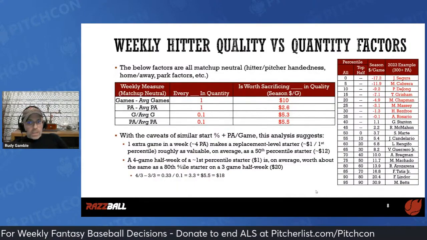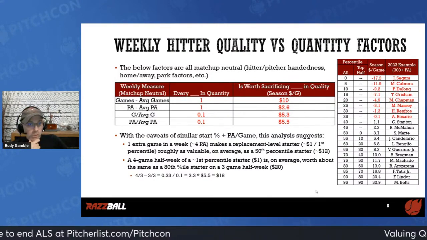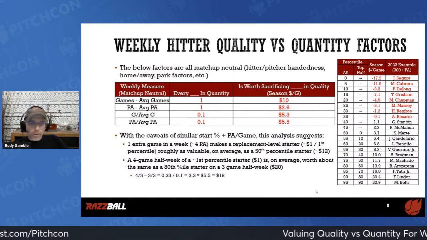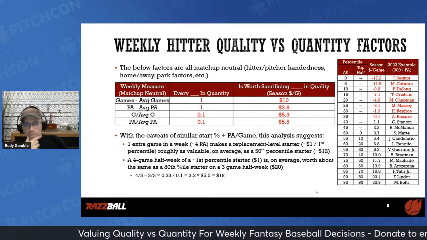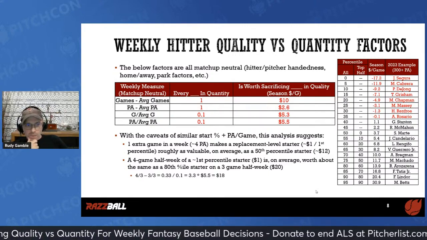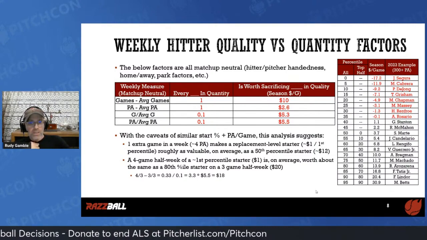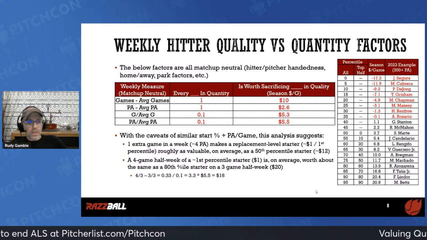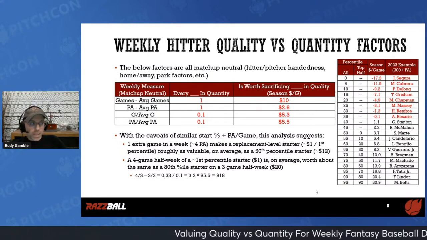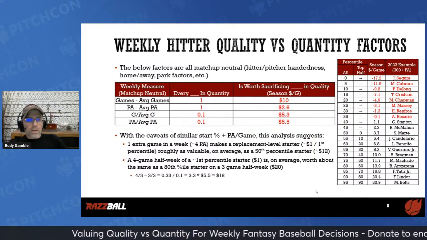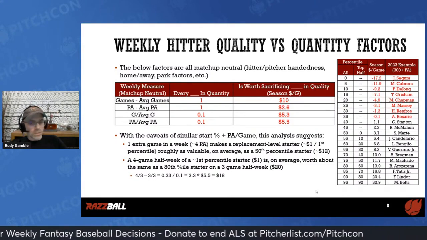So we're going to basically now say, well, what are the factors? And these below factors are all matchup neutral. So again, hitter, pitcher, head to head, and home away park factors, it all blends in. And so you'd have to factor that on top of this. But basically for every game difference between the players, it's worth sacrificing $10 in this skill, the season dollars per game. Every plate appearance is worth about $2.60. Since the average game is worth a little more than 4 plate appearances, you could see that stat holds a little more sway. But again, I was saying it was a bit tainted.